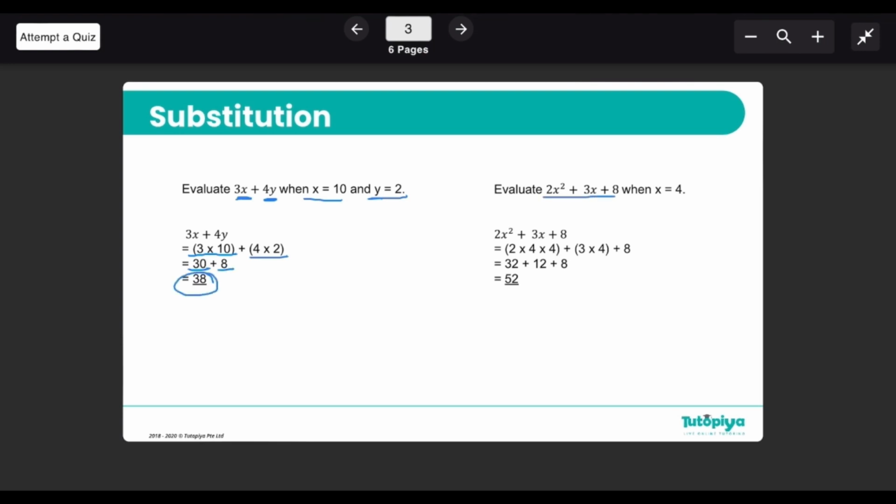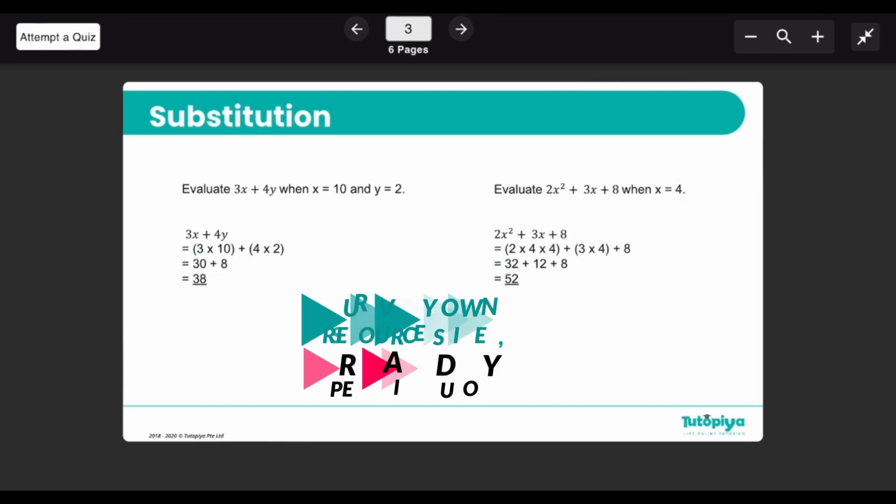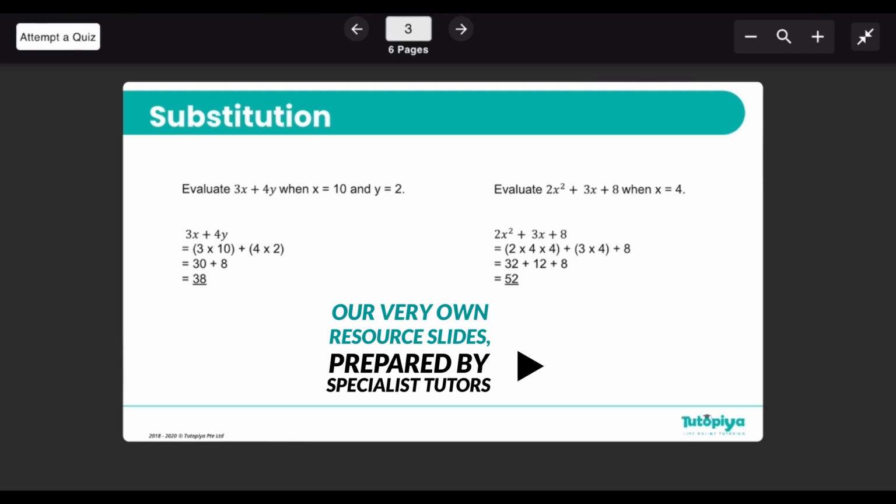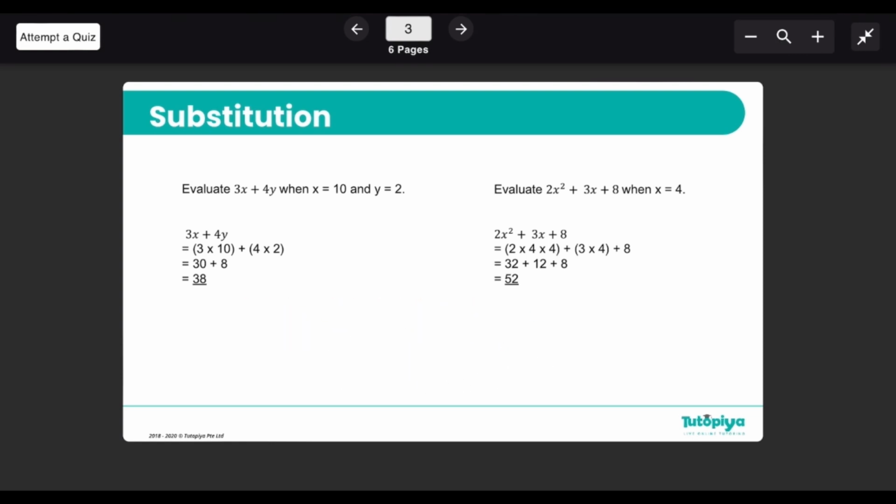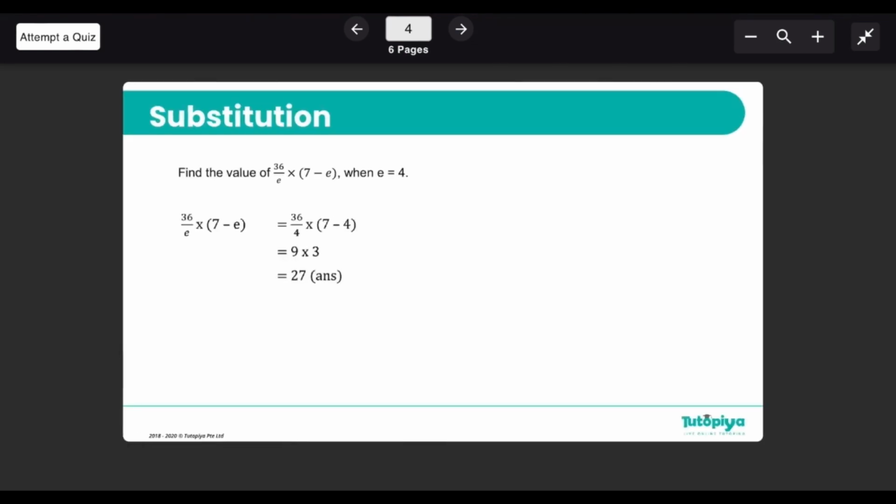Or you can have expressions where you sometimes have to square the substitution. So x is 4, but what you need to substitute here is 2x squared. So that is 2 times 4 squared, which is 16, so that is 32. Then 4 times 3 is 12, plus 8, and then simplifying the addition brings us to 52, right? So you have to be very careful. It's not just about substituting the number, it's about substituting it in correctly, whether it has powers, whether there are signs. You have to take all that into consideration.